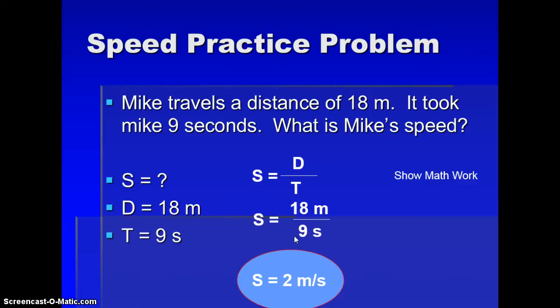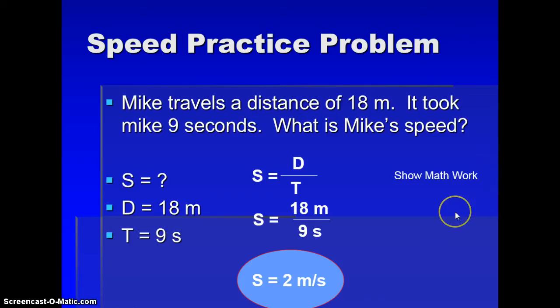Then we'll want to put the equation, which is S equals d over t, which stands for distance divided by time. Then you want to go ahead and list out what each one is. So d stands for distance, and that is 18 meters. T stands for time, and that's 9 seconds. Now go ahead and plug it into your equation right here. So S equals 18 meters divided by 9 seconds.